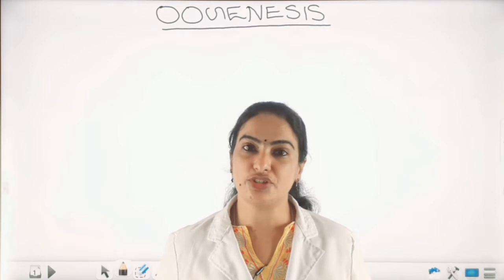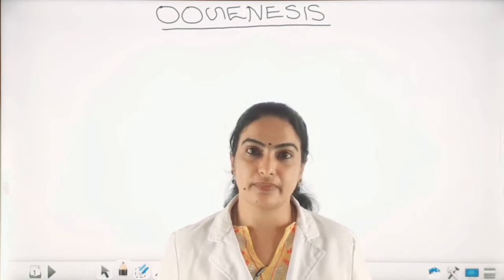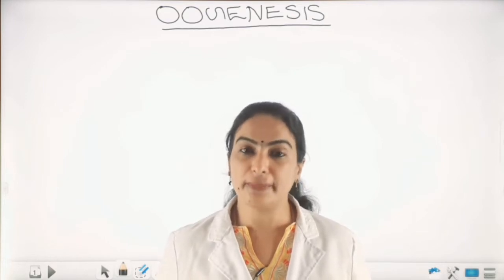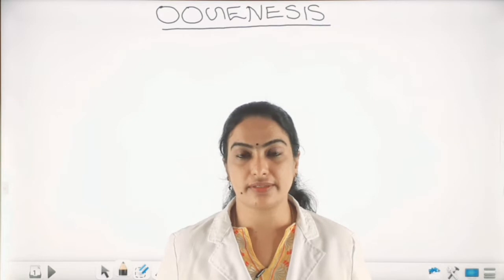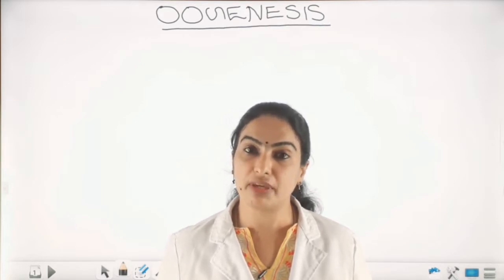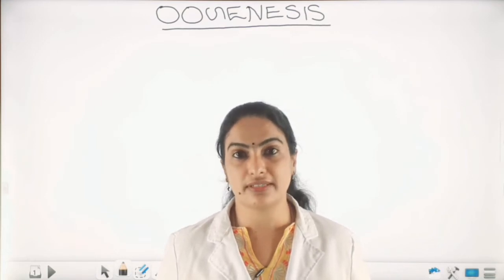Now I am going to teach you oogenesis in the female reproductive system. As you know, gametogenesis is of two types. They are spermatogenesis and oogenesis. Oogenesis is the process of formation of mature female gametes such as ova or eggs from the ovaries.